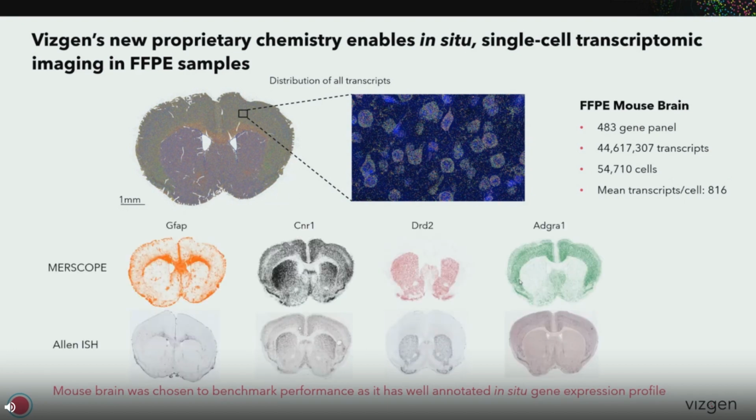Furthermore, the genes profiled by MERSCOPE showed expected spatial distribution in the FFPE mouse brain as well. Showing here at the bottom are 4 genes, GFAP, CNR1, DRD2, and ADGRA1, profiled by MERSCOPE or by the Allen Institute's in situ hybridization. Hopefully you can really see that for all 4 genes, the expected spatial distribution pattern is very nicely captured by MERSCOPE. So this really speaks that the new chemistry is working very well.